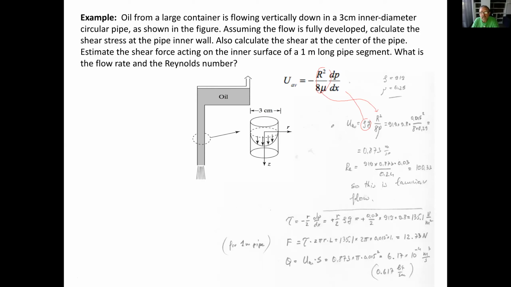We just very simply do that. We have the diameter, we have r square, which is 3, so it's 1.5 centimeters square. 8 mu, we know the properties. Here it is, mu is 0.29. And density is, again, some sort of oil close to SAE30. And then we just do the algebra and end up with 0.87 meters per second. That's the average velocity. Let's see what is the Reynolds number.